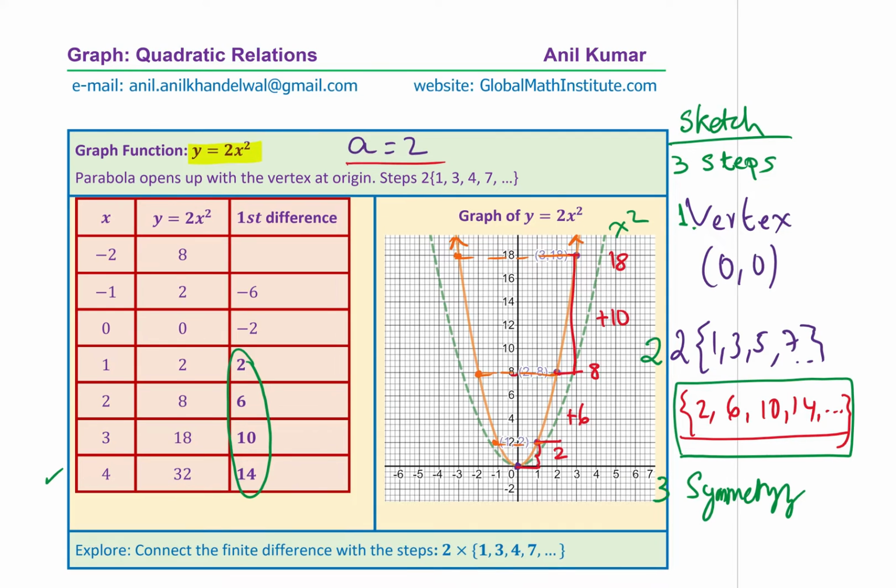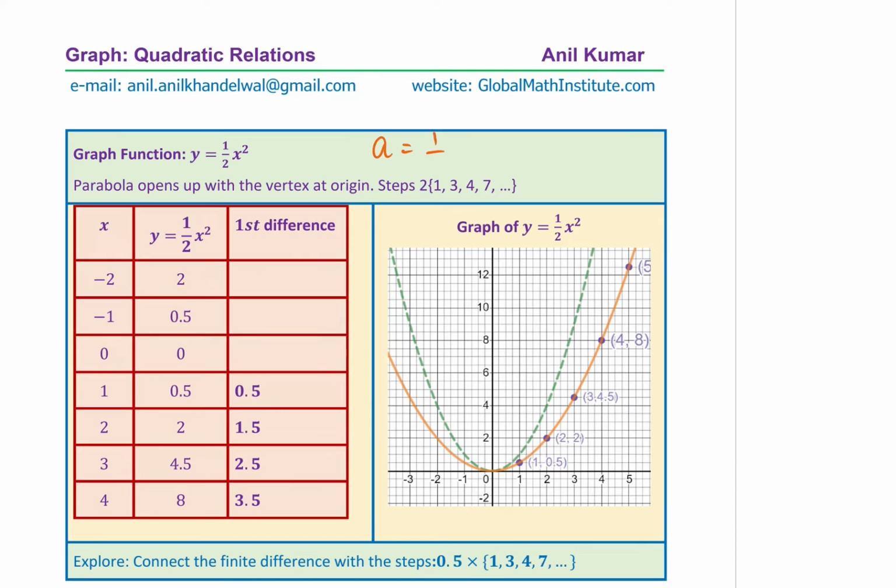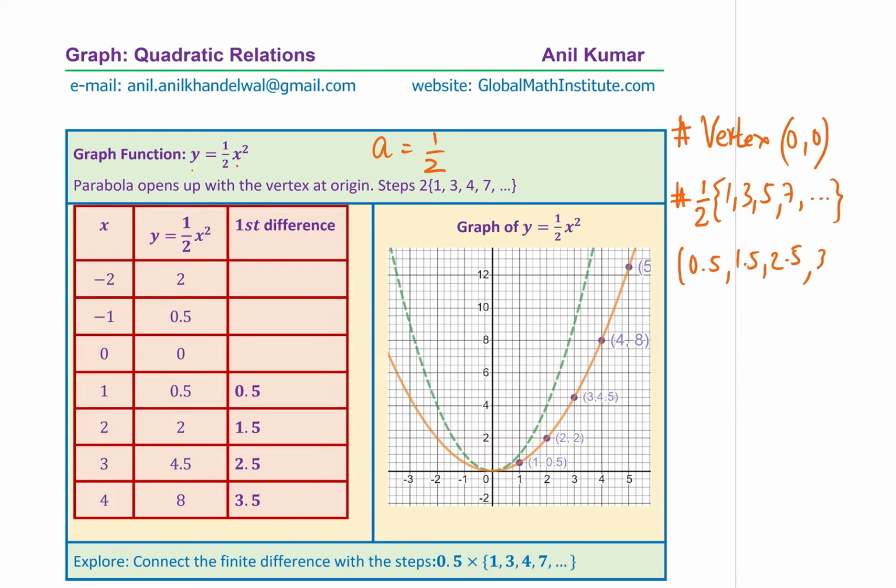And this time I have taken a value of a as half, right? So that really means what you're going to do. Step one is find the vertex, correct? So in this case, the vertex is x equals 0, y is also equal to 0. That is the minimum. Step number two, you have to use the steps which are half times 1, 3, 5, 7, and so on. Correct? So that means a decimal value, right? 0, 0.5, 1.5, 2.5, 3.5. Correct. Like this. So now we start with the origin itself, which is our first point.